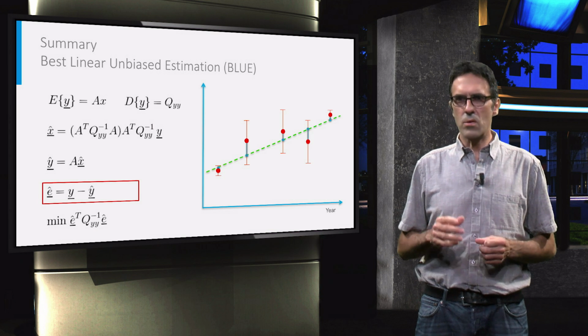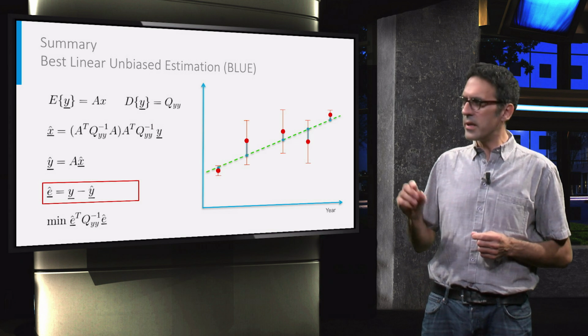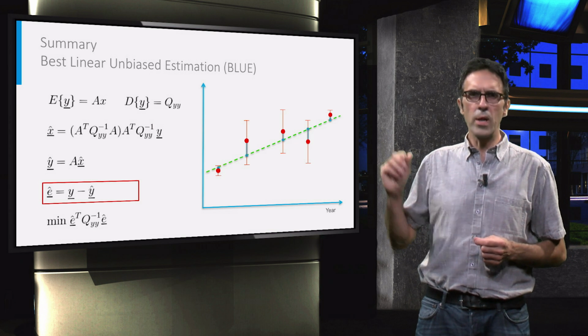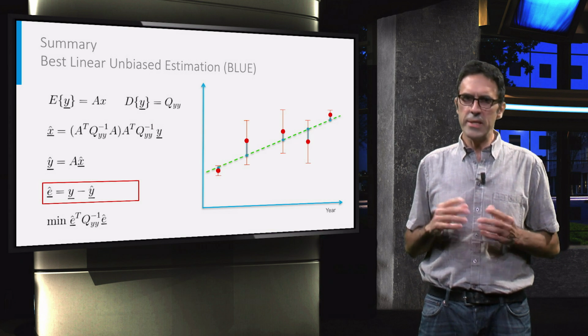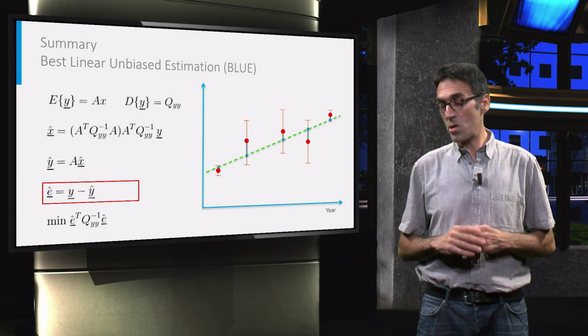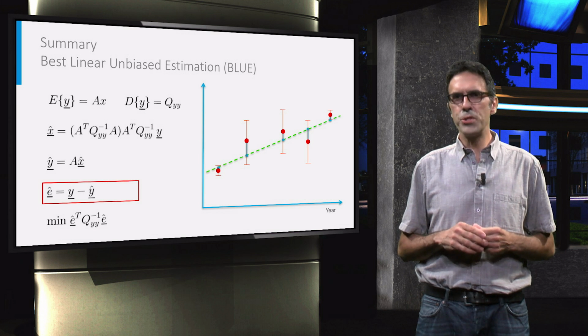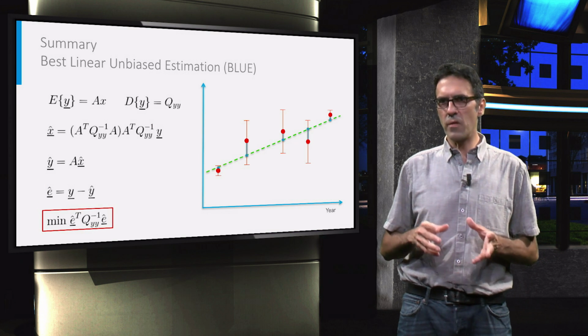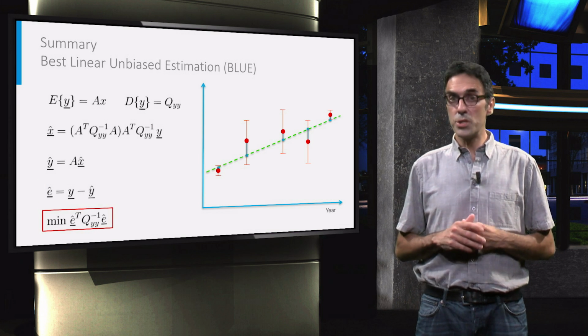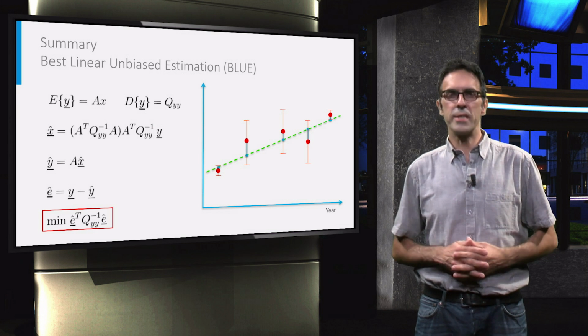The differences, or residuals, are indicated by the little vertical blue lines, and we call these the least squares estimates of the residuals, or e hat. Mathematically, we obtain this solution by minimizing the weighted sum of squared residuals, which then yields the best linear unbiased estimate.